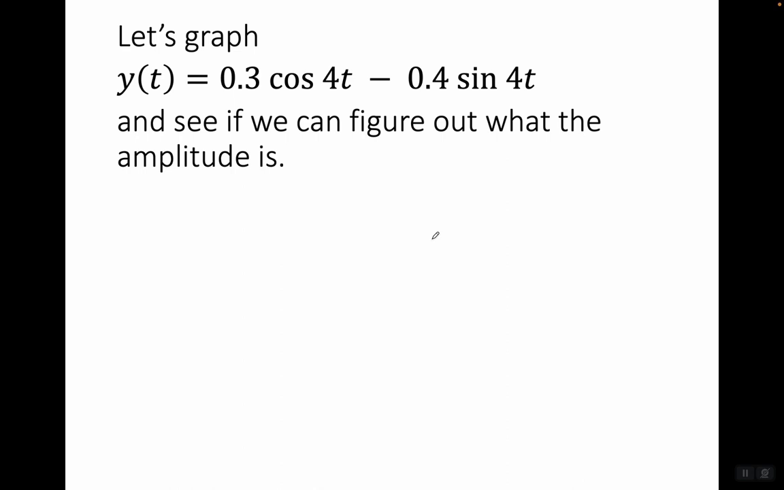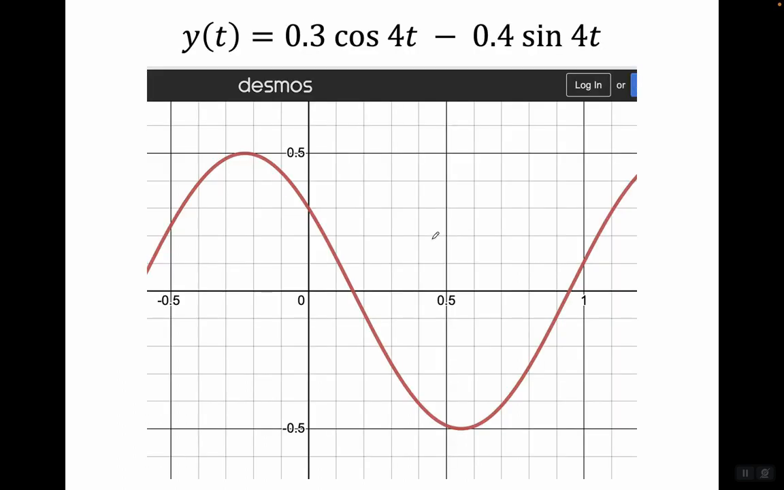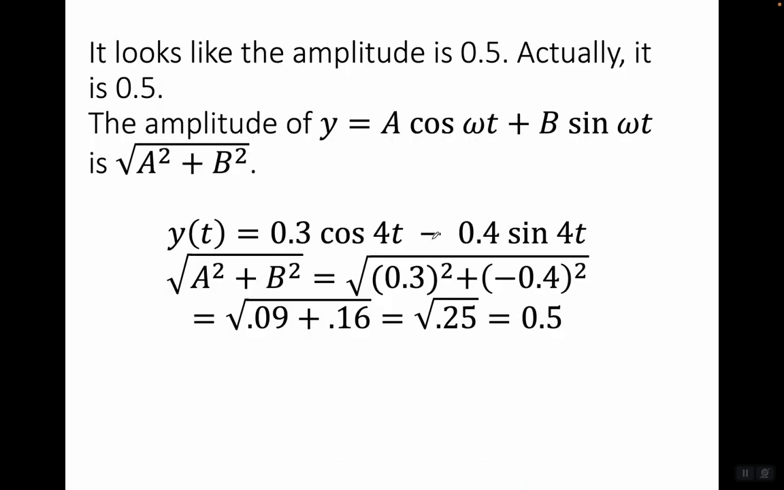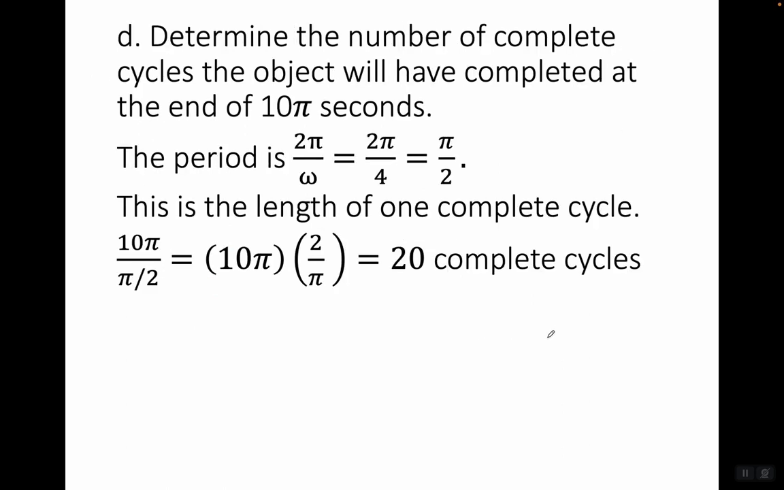Okay, so let's graph this function and see if we can figure out what the amplitude is. We found the period, we found the frequency. This is what it looks like. Looks like the amplitude is 0.5. And actually, it is 0.5 because the amplitude of y equals a cosine omega t plus b sine omega t is the square root of a squared plus b squared. So here, that's the square root of 0.3 squared plus negative 0.4 squared. In other words, 0.09 plus 0.16, square root of 0.25, which is 0.5. So that is indeed the amplitude, 0.5.